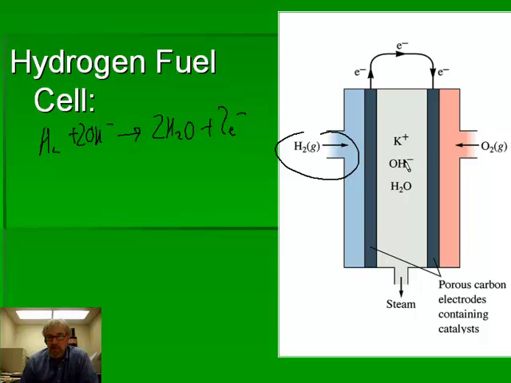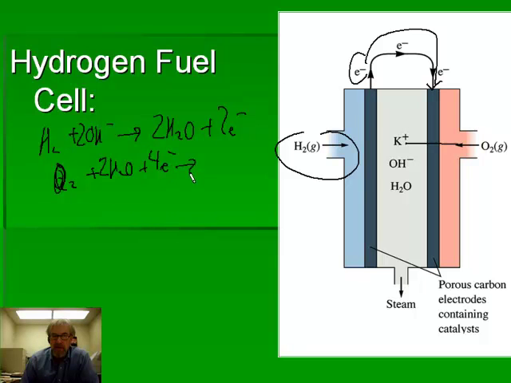Electrons are produced, pumped over to the other electrode, and then reduction can occur. And oxygen that's coming in from the other side and passing through this electrode, that oxygen reacts with two waters, collects 4 electrons, so this isn't balanced, and produces hydroxide ions. So in the middle, we have a KOH solution and H2O that's being used by the oxygen in reduction and produced by the hydrogen in oxidation.